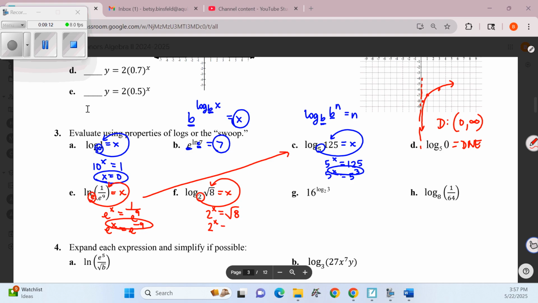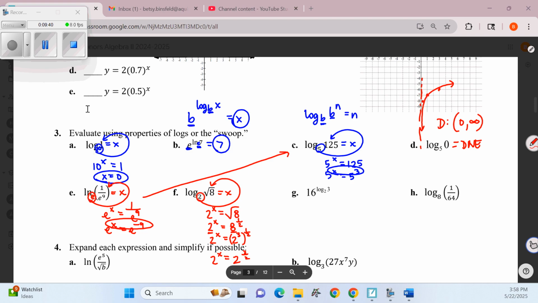2 to the x is equal to, you could rewrite this as 8 to the 1/2 power. What we're really trying to do is get the bases to be the same. So let's rewrite that 8 as 2 cubed. So 2 to the x is equal to 2 cubed, but still to the 1/2 power. And then recall that a power to a power, we multiply exponents. So this is 2 to the x equals 2 to the 3/2.